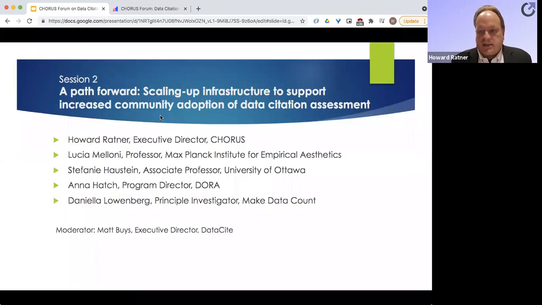So our second session will be led by Matt, and Matt is the executive director of DataCite. Over to you, Matt, for whenever you'd like to get started.